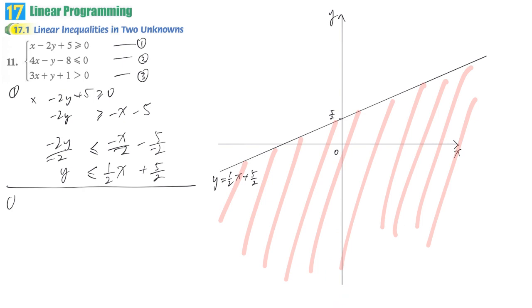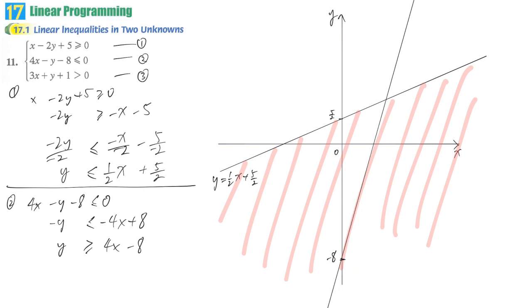Then we work on the second inequality. Similar calculation. Negative y is more than negative 4x plus 8, and that's why y is larger or equal to 4x minus 8. Now we have a y-intercept, negative 8, maybe approximately here, and then slope equal to 4. That means every 1 step to the right will go up 4 steps. So it's quite steep. Therefore, it is approximately like this. And again, please write down the name for this line. This is the equal case, y equal to 4x minus 8.